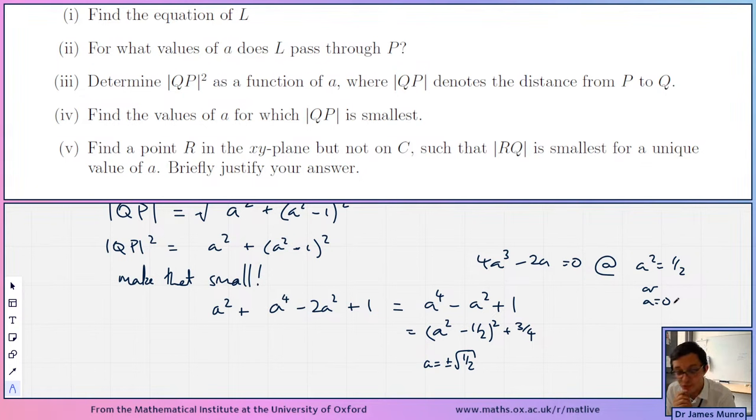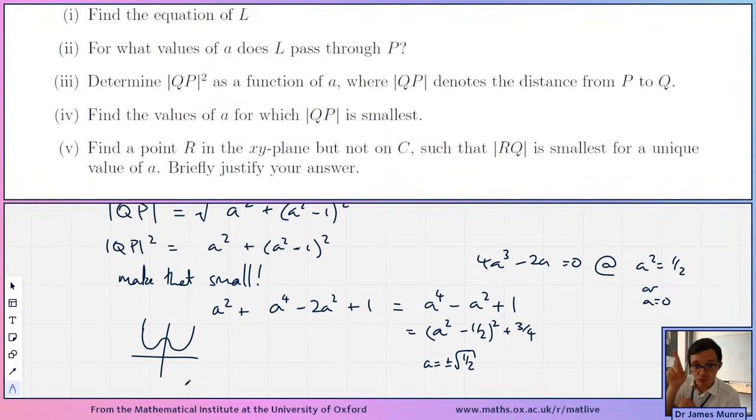The distance between Q and P is an equation, a sort of graph of this thing, looks like this, where it's low at two points and it's high in the middle.